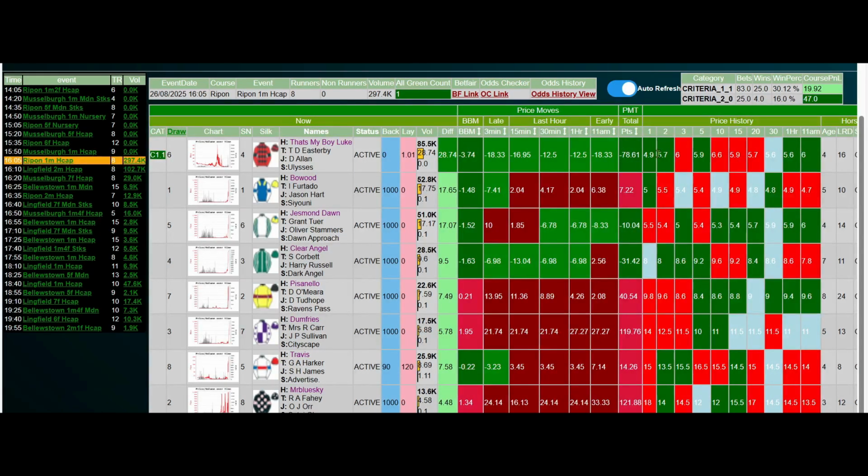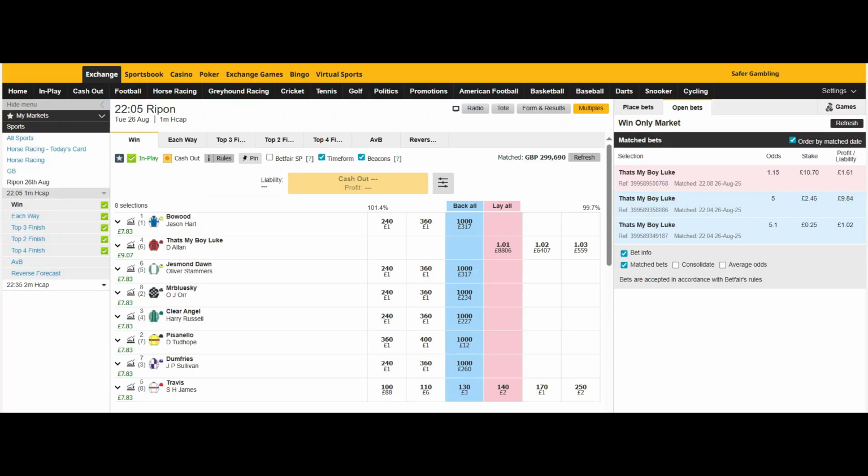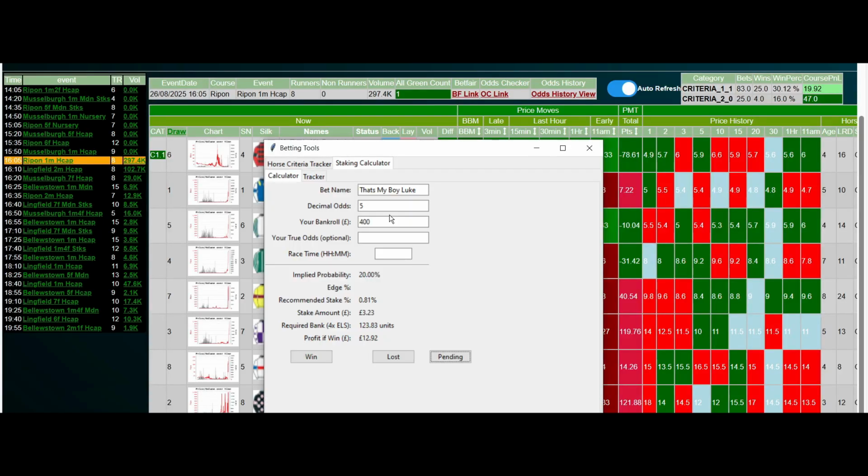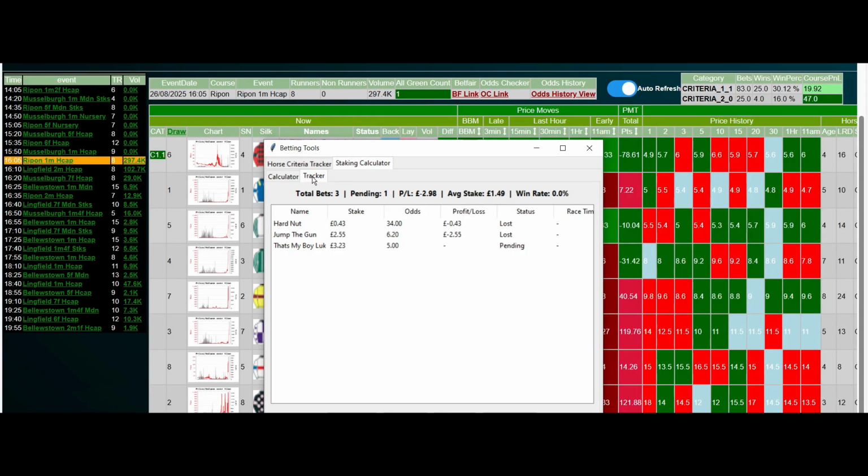Clear, the only all green in the field, zone 1, favourite. And a nice price for us there at 5s. So going down to our staking calculator, going to the tracker, it's been entered. The stake was £3.23 at 5s. And we can now mark that as 1. And that now takes our 2 losses into profit here.